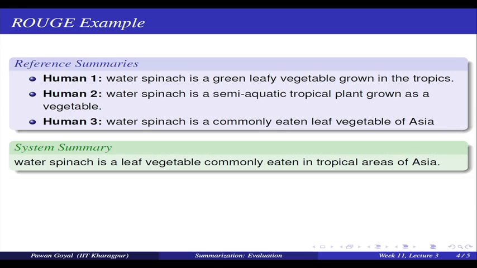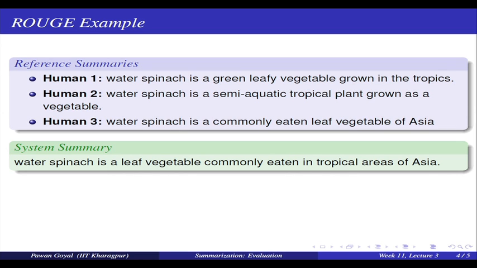So let us try to see how this works on a simple example. Suppose I have a document and there are 3 reference summaries provided by 3 humans. First summary: what is spinach, is a green leafy vegetable grown in the tropics. Second one: what is spinach, is a semi-aquatic tropical plant grown as a vegetable. And third: what is spinach, is a commonly eaten leaf vegetable of Asia. 3 different reference summaries. And now your system produces this summary: what is spinach, is a leafy vegetable commonly eaten in tropical areas of Asia.